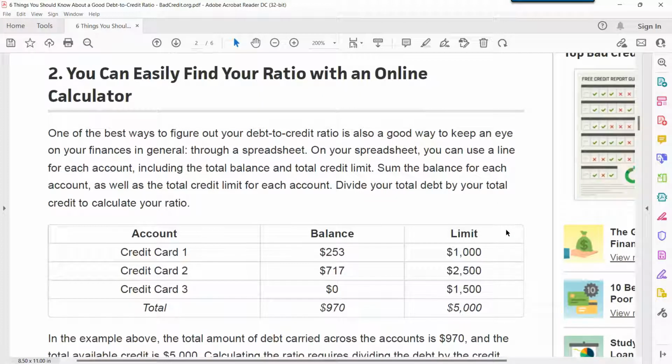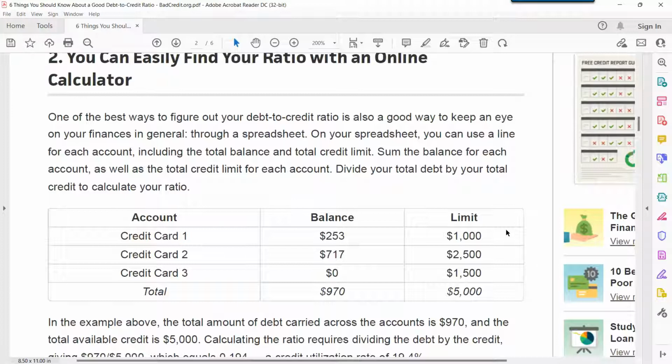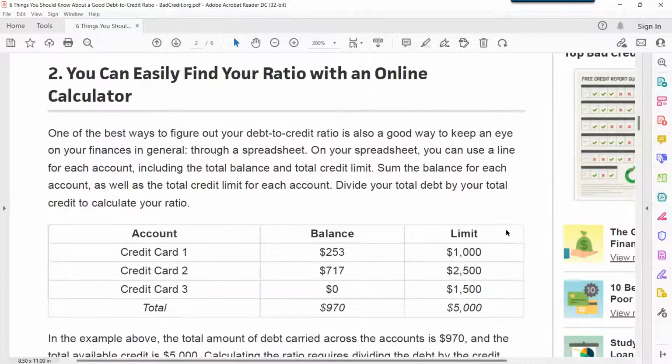You can easily find your ratio with an online calculator. Now, I just did a video showing you how to use the mortgage calculator. I've got a video really going through the debt to credit ratio with a calculator. One of the best ways to figure out your debt to credit ratio is also a good way to keep an eye on your finances in general.